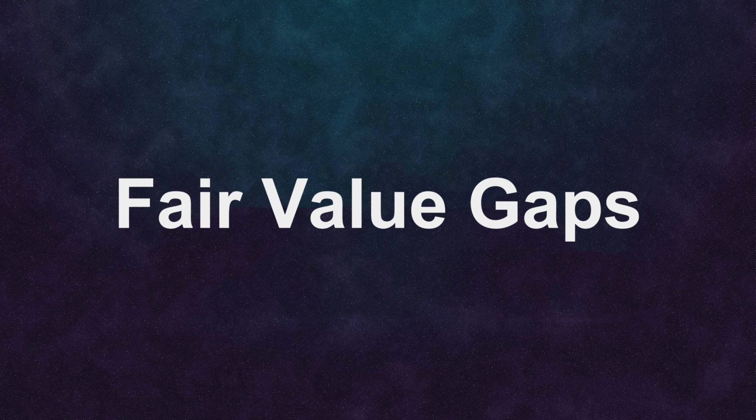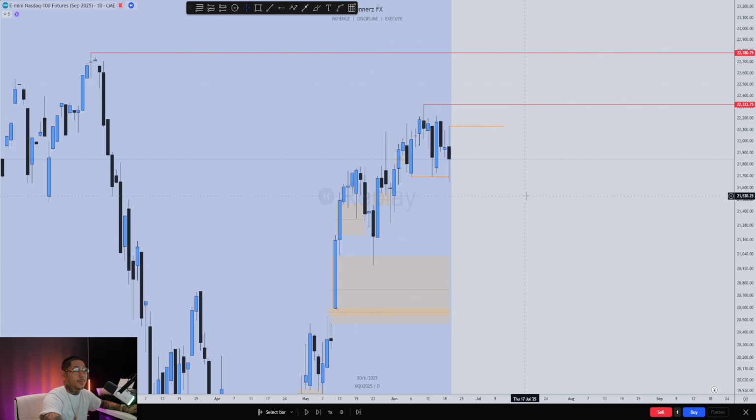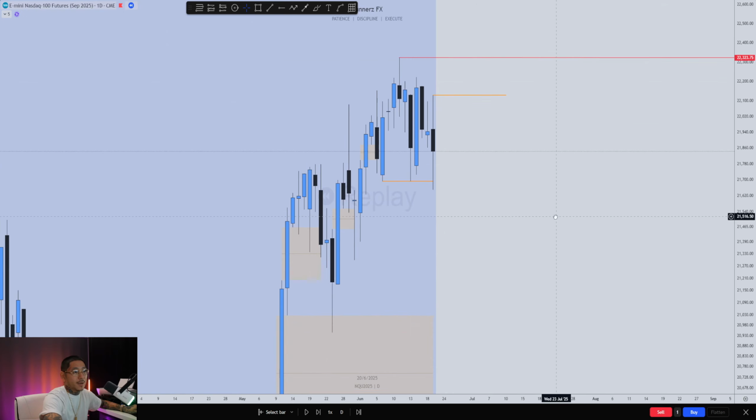All right, number 3, fair value gaps. Okay, what gaps do I look for? All right, so I look for the most recent gap at first, see what's going on with that, if it's respecting or disrespecting. In this case, this gap right here is the most recent gap. It is holding the price bullish, right? Nothing closed under it. It did open under, but it did not close under.